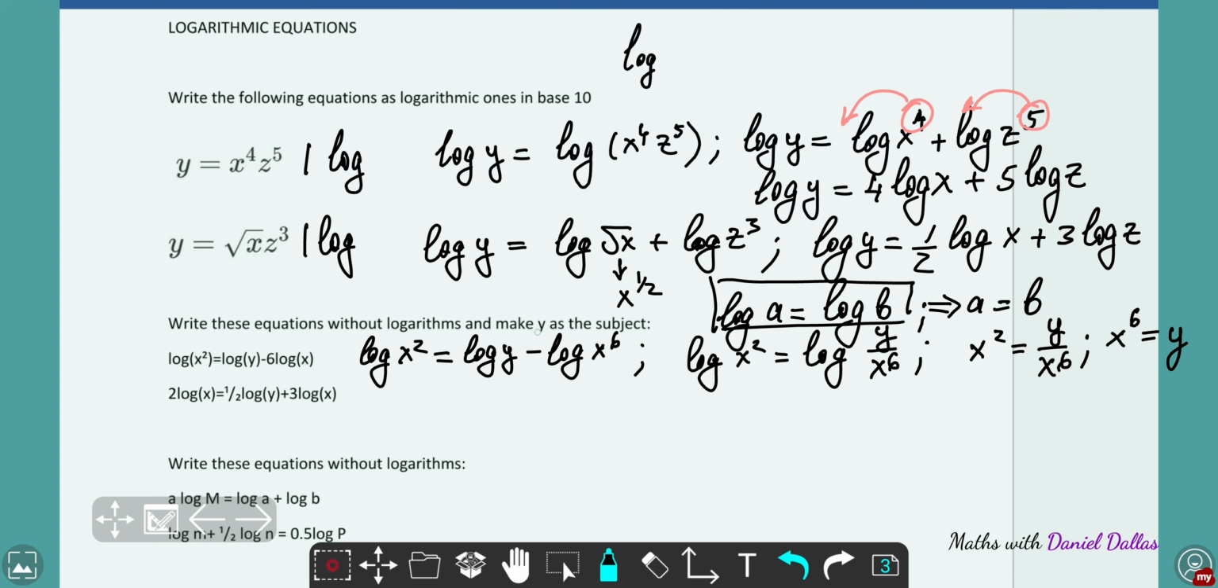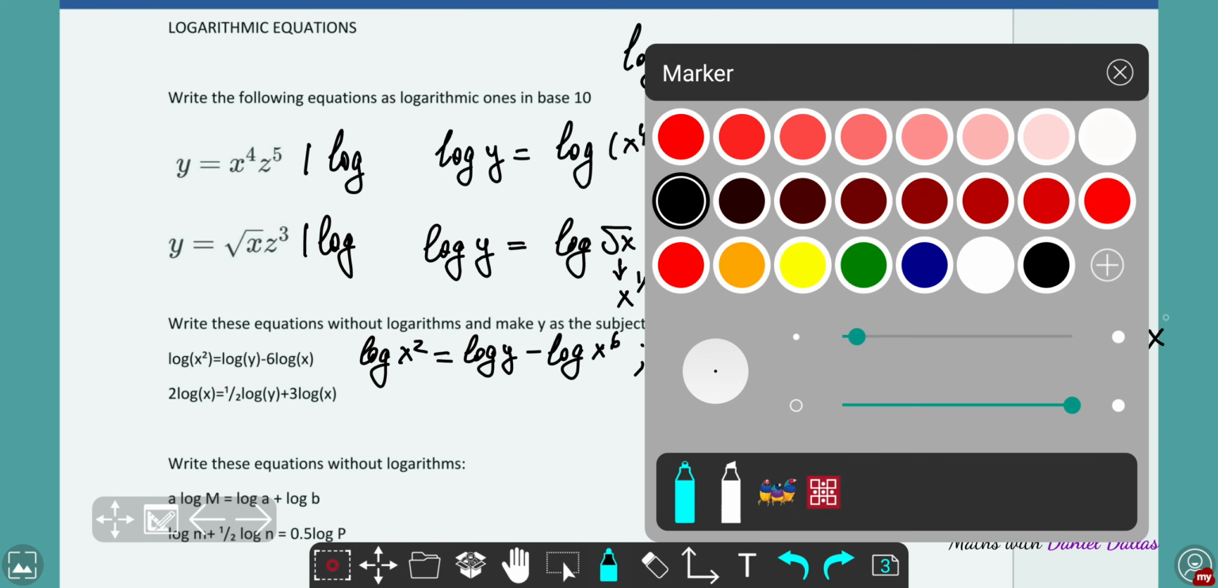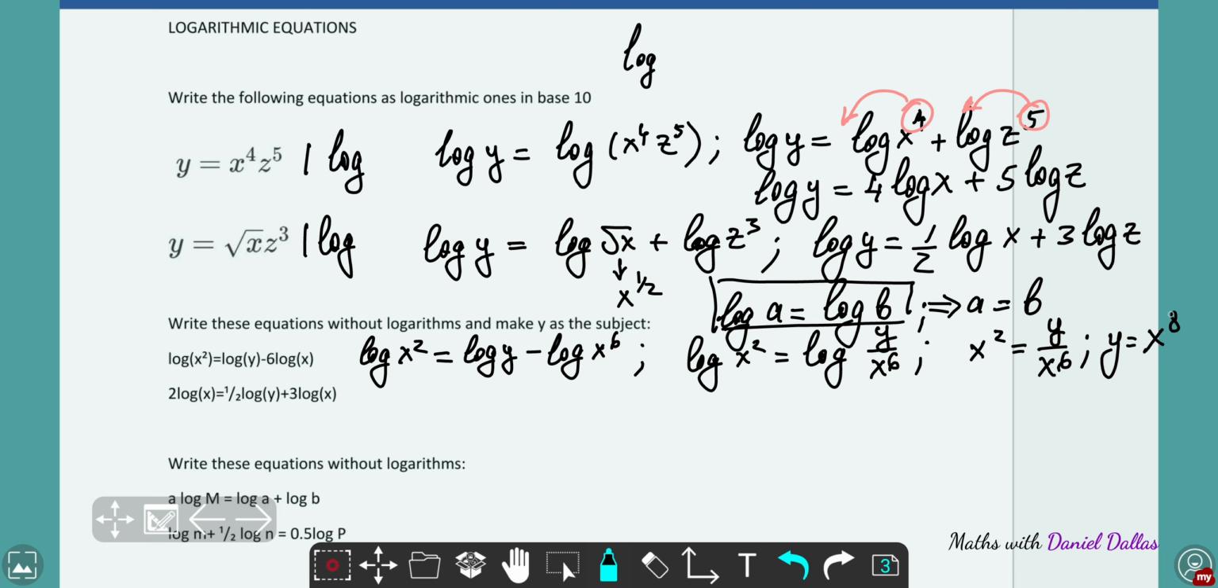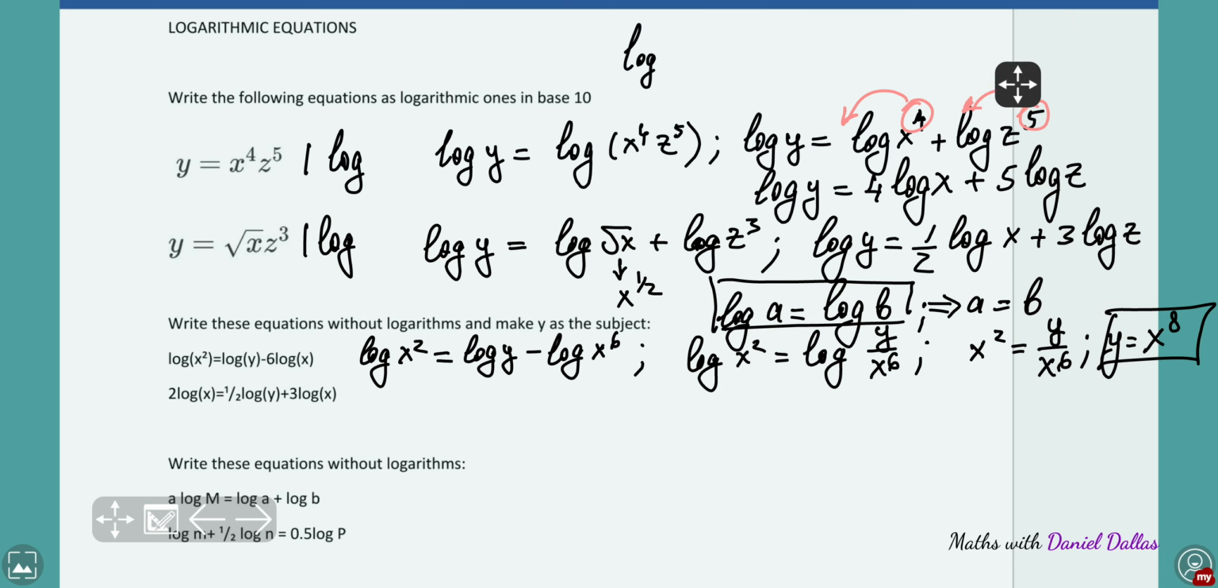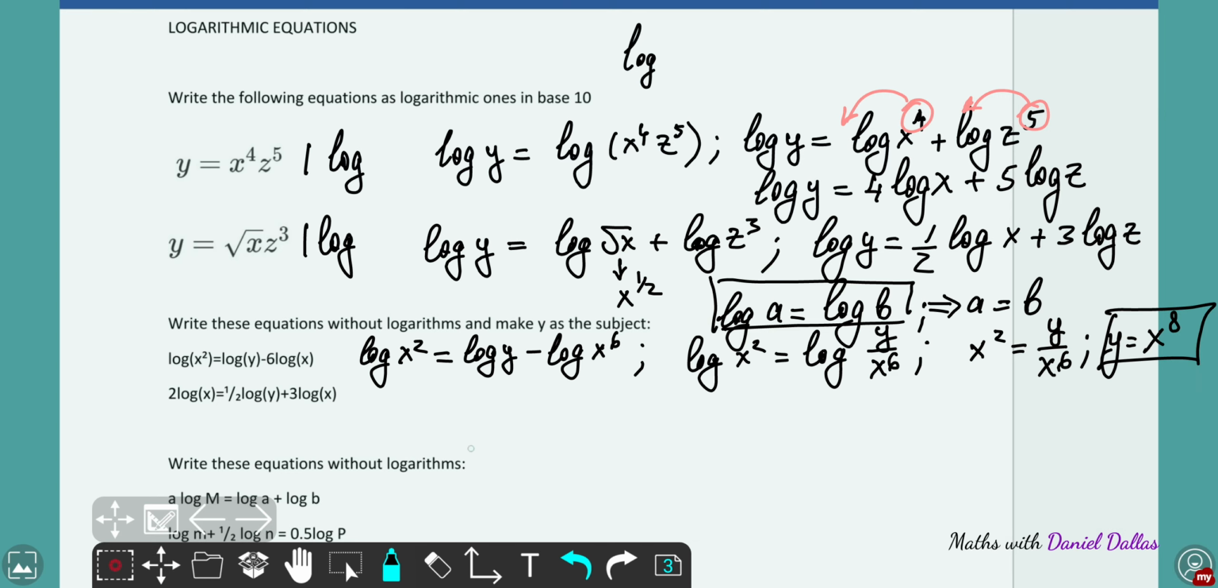Okay, but we need to make y the subject, so it's better to write it like this: y equals x to the power of 8. Sorry, 8. Okay, so that's why we actually expressed it. So that's the main idea, and this is the main principle that we apply here. So let's try to do the second one.